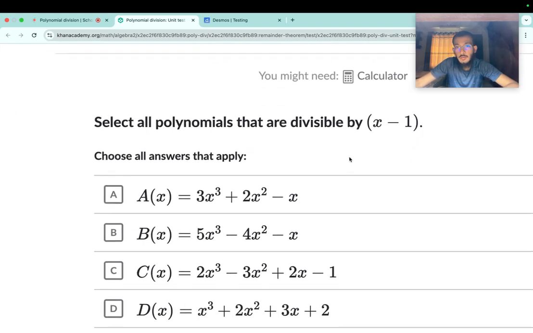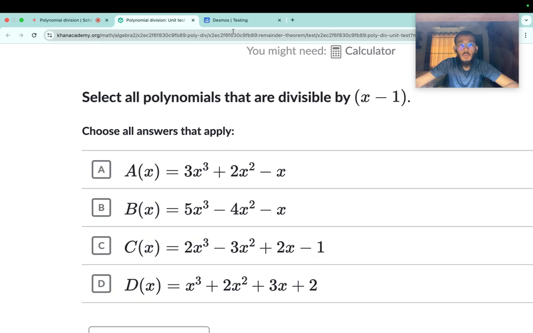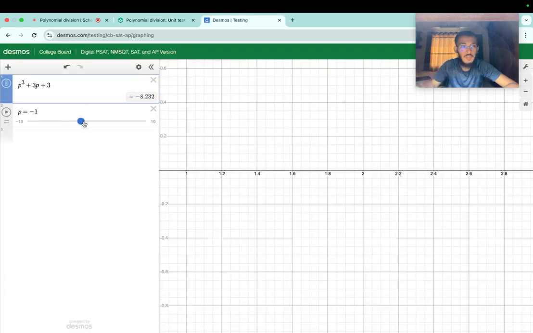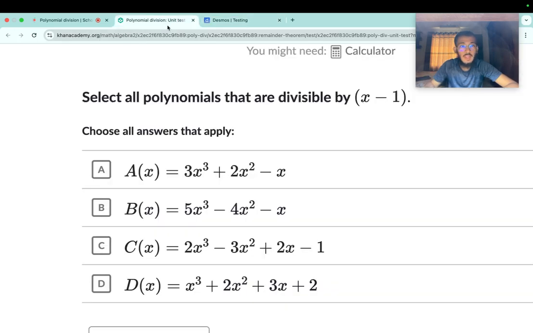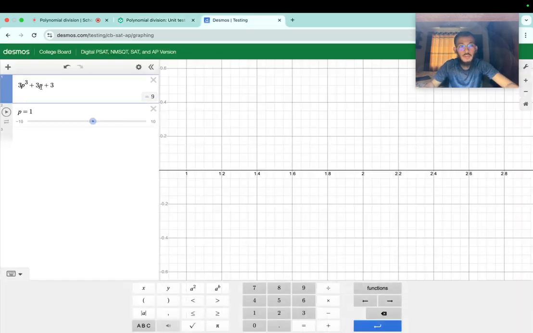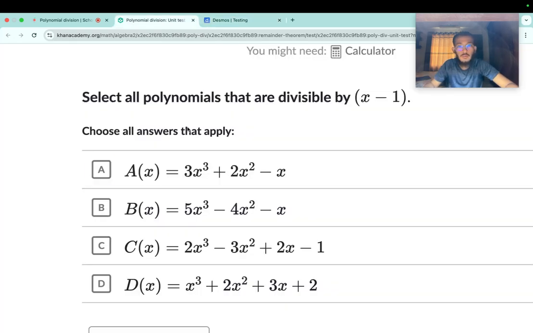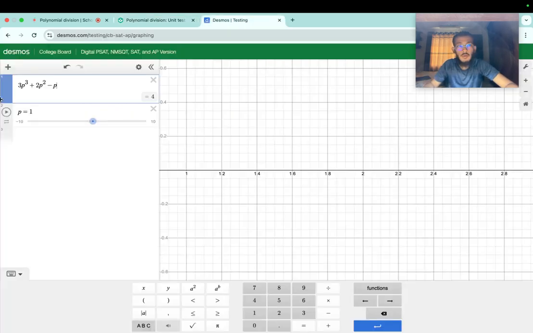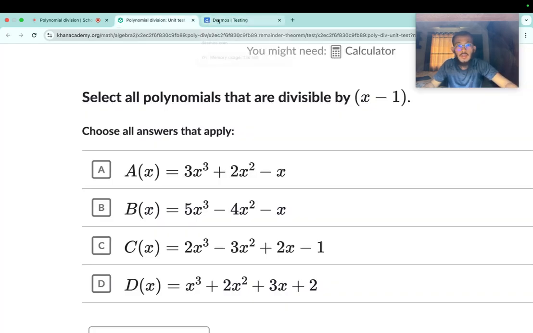Select all the polynomials that are divisible by x minus 1. Again, we have to plug in 1 this time. So, 3x cubed plus 2x squared minus x gives us a remainder that is not 0, so no. Then 5x cubed minus 4x squared minus x gives 0. Yes, so this is our answer.